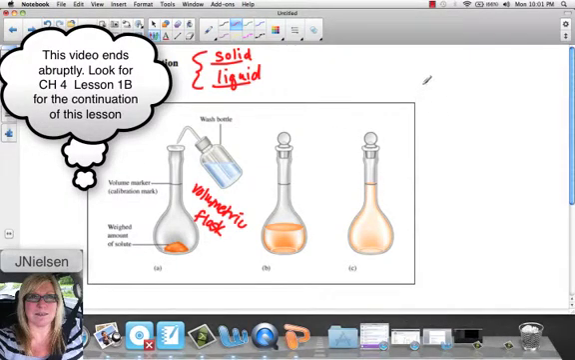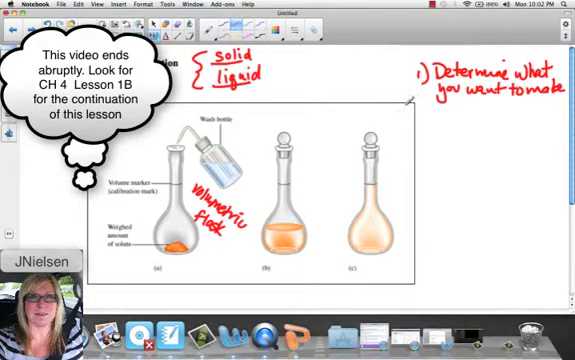So what are some steps that we can do here? You're first going to determine what you want to make. And then the second thing you're going to do, let me give you an example here. So an example might be 500 mils of 0.1 molar barium nitrate.